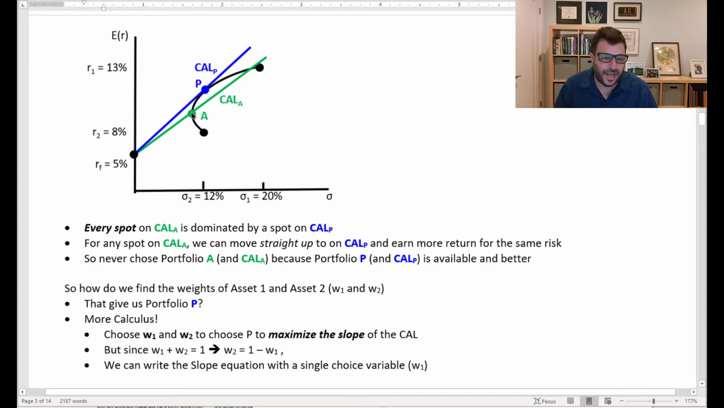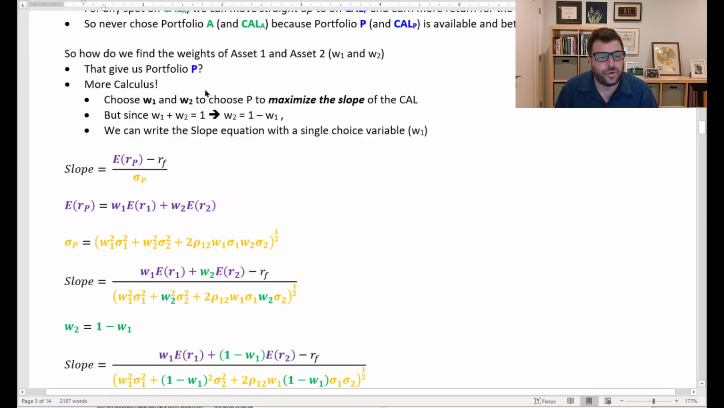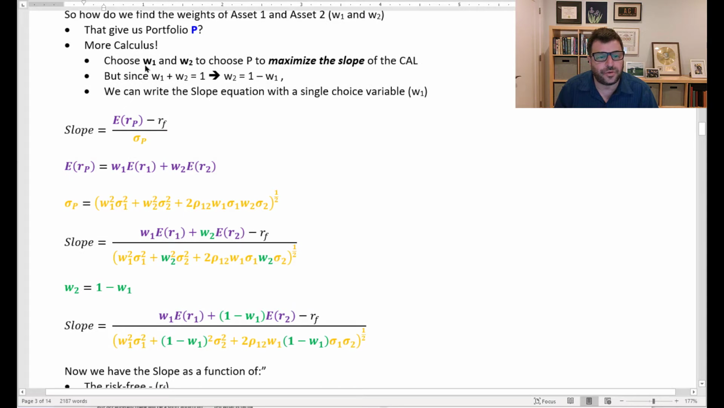We can be anywhere. We can say A, you can see that A is possible, but A isn't as good as P. P is the best. So what we want to do is choose the weights of W1 and W2. This is where we're going to sit on that black parabola in order to choose P to maximize the slope of the capital allocation line.